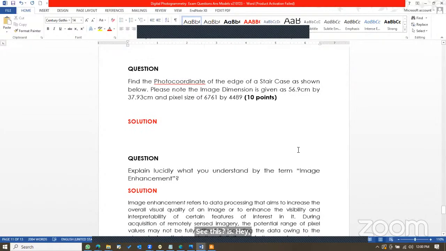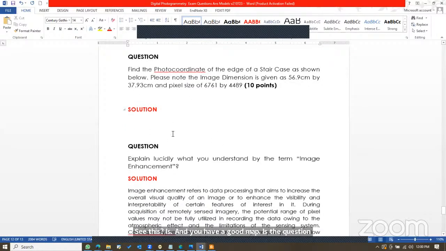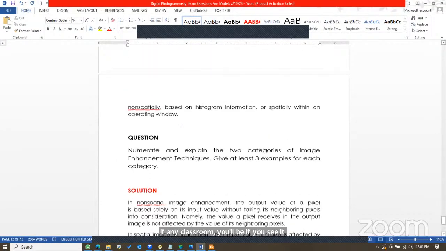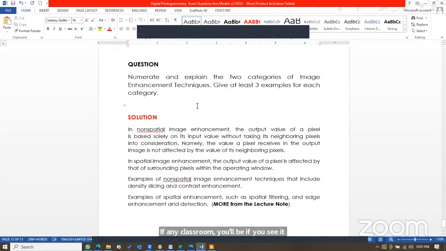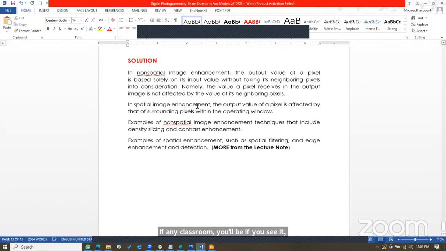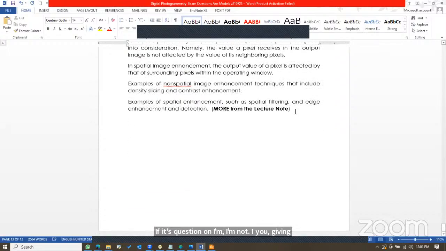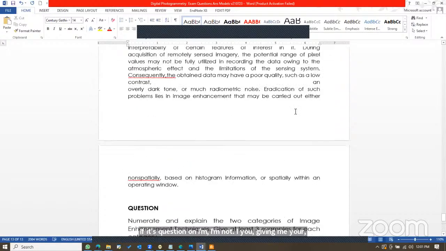There's a question here that I've given as an assignment before, a classwork, I think. If you see it, congratulations. There's image enhancement. If you see it, congratulations. If it's a question on the category of image enhancement and you are giving me just a story and running away, you get your run away answer. So those are the possible questions.